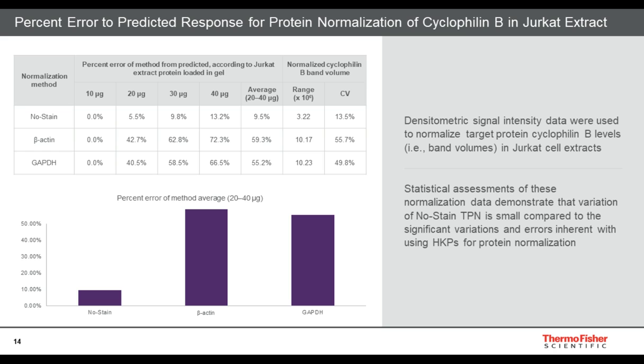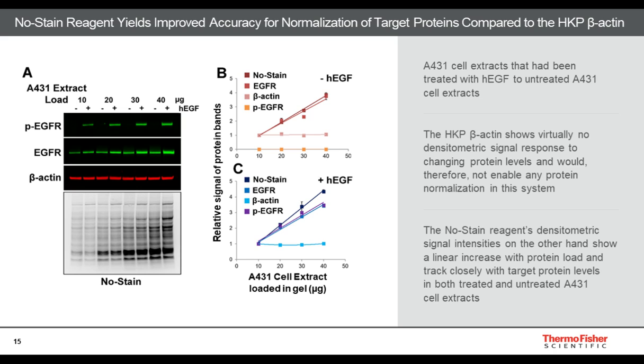But beta-actin is close to 56%, and GAPDH is again at 50%, right? So there is some error inherent in this particular experiment, but with housekeeping proteins, the error is so high that it is almost impossible to get accurate quantification results. But total protein normalization, or TPN, is still within an acceptable range and would provide an accurate quantification result for cyclophilin B in Jurkat cell extract.